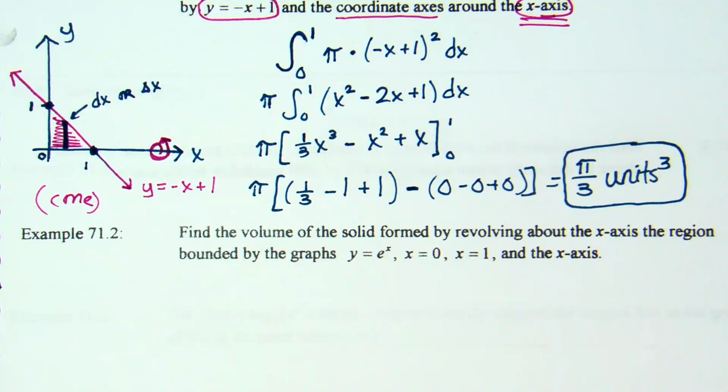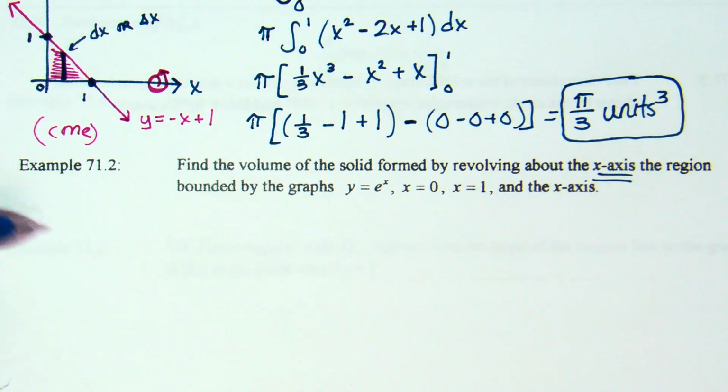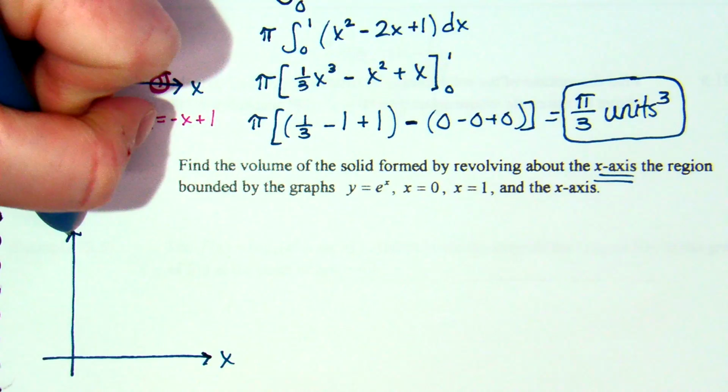Find the volume of the solid formed by revolving about the x-axis the region bounded by the graphs y equals e to the x, x equals 0, x equals 1, and the x-axis. Well, drawing the graph here is half the battle. First of all, I know I'm going to be revolving around the x-axis. I like to put that little arrow as my visual reminder.